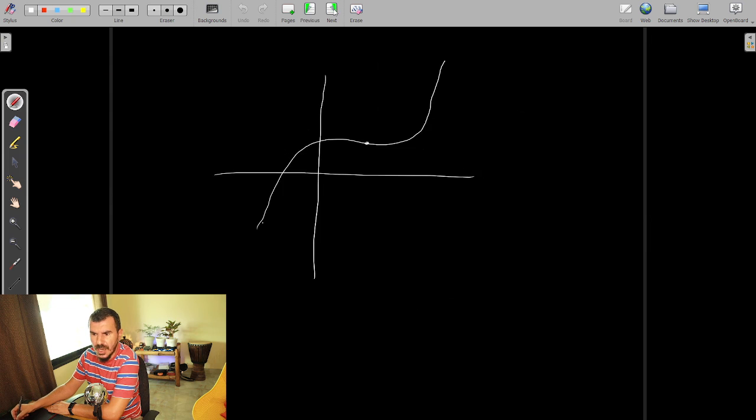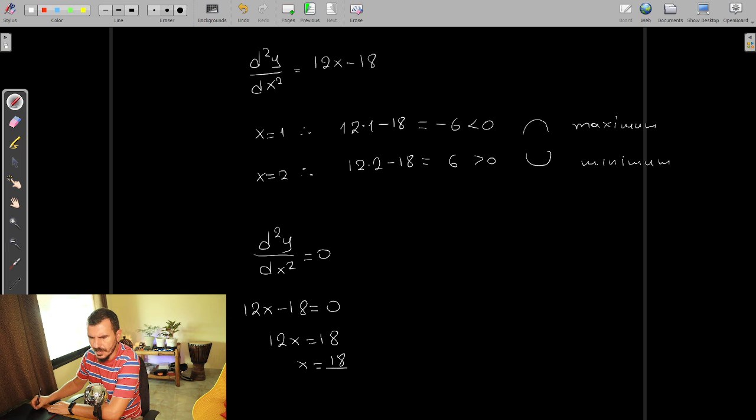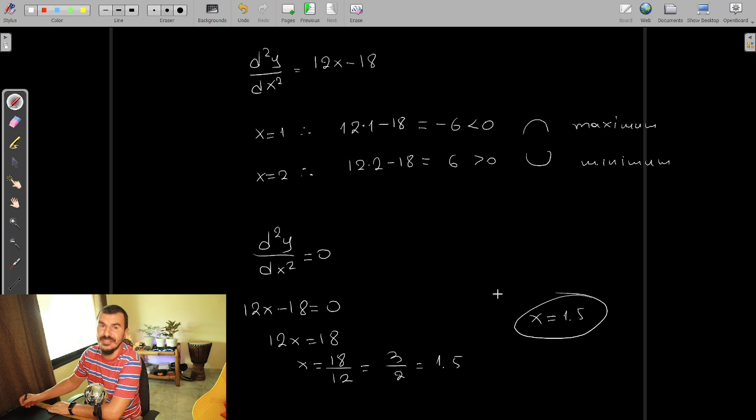Very easy. I will just see where my second derivative is 0. That's where I find the points of inflection. So basically, where my second derivative is 0, it's when my equation, my second derivative, 12x minus 18, is 0, which is 12x equals 18, so x is 18 over 12, which is 3 over 2, which is 1.5. So basically at the point 1.5 is where I have my inflection point.